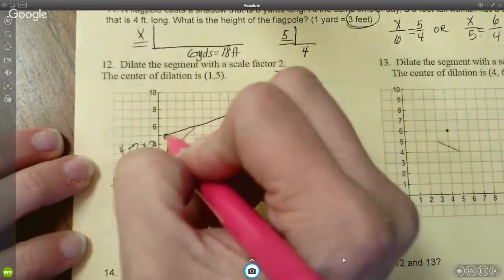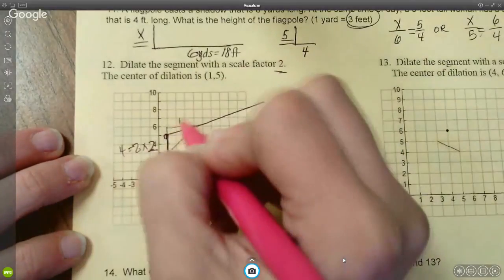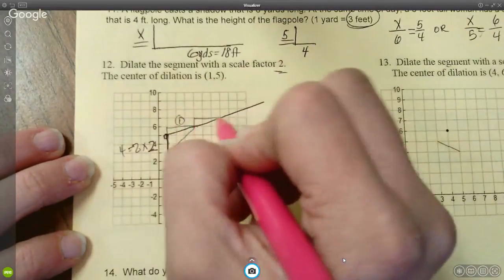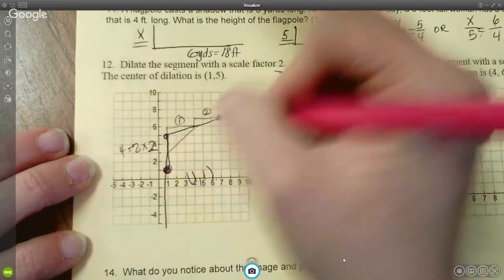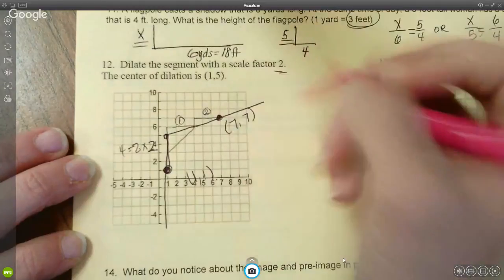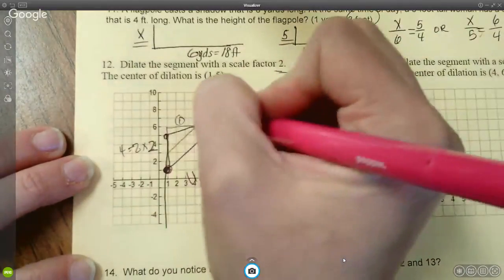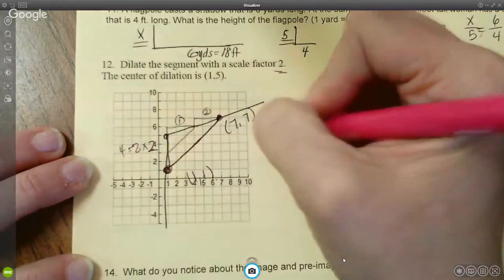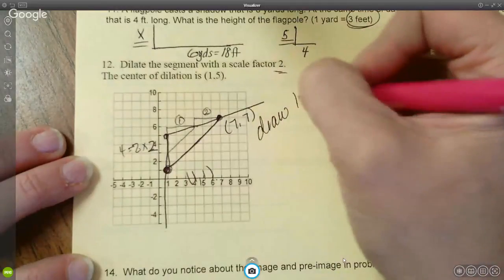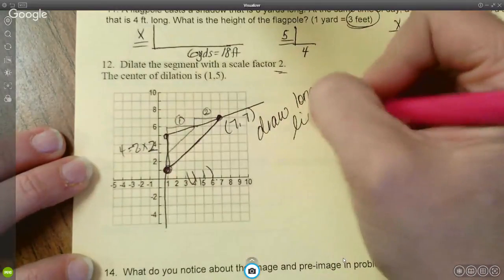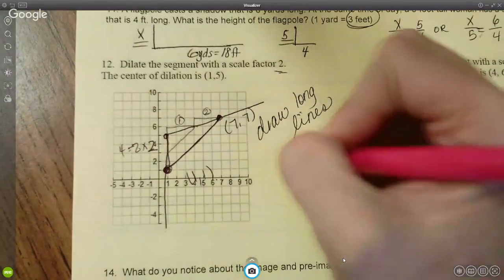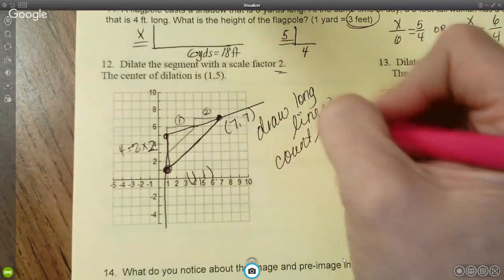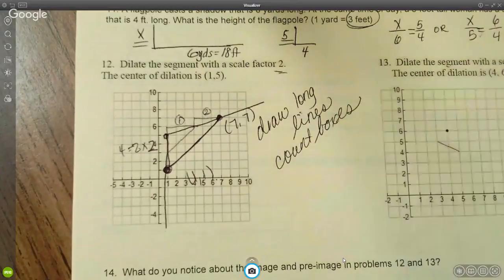Here, I went up 1 over 1. That was 1 time. So now I'm going to go up 1 over 1 again. Here's my second time. So here's my other new point. This point is 7, 7. So this would be the dilated segment. Remember, we're going to draw long lines. And then I pretty much just count boxes. I taught you other ways in class, but I just count boxes when it's on the coordinate plane.